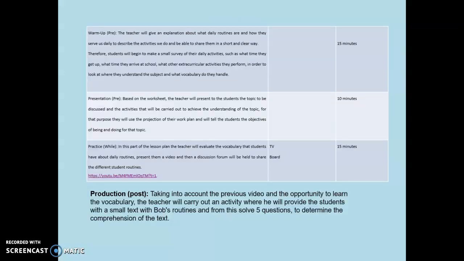Presentation, 25 minutes. Based on the worksheet, the teacher will present to the students the topic to be discussed and the activities that will be carried out to achieve understanding of the topic. For that purpose, they will use the projection of the work plan and will show the students the objectives of the topic.